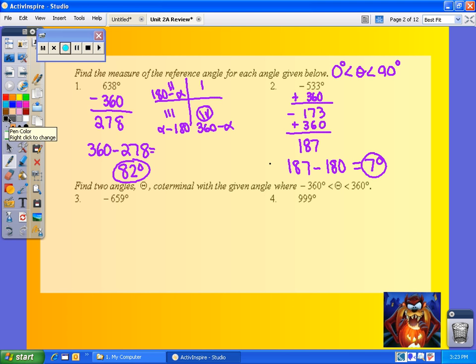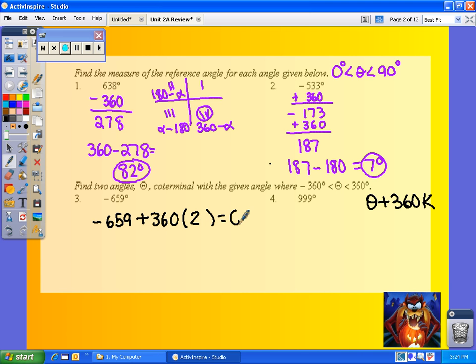Alright, number 3, since it's negative, remember it says we're finding two angles coterminal that are between negative 360 and 360. This stems from the expression, the angle plus 360k. So I'm going to take this angle, add it to 360, and put any number I want in here. You could put any number. So I'm probably going to put a 2 for now. Whatever, put a 2. And then work it out.